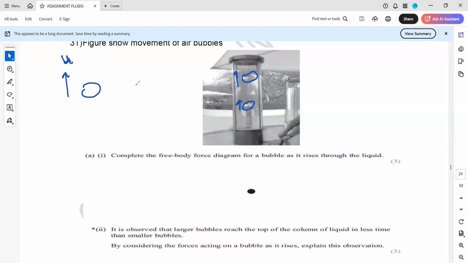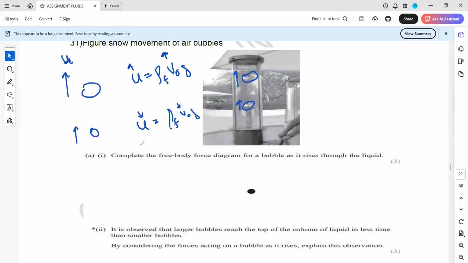And upthrust depends on what? It depends on the density of the fluid. It depends on the volume of displaced fluid, which, when the object is completely submerged, is the same as the volume of the object. So larger bubbles will have more volume. A larger bubble will have a greater volume, which means it will also have a greater upthrust. For a smaller bubble, the upthrust is equal to density of fluid, volume of object, and gravity. The volume is smaller, so the upthrust will be smaller.